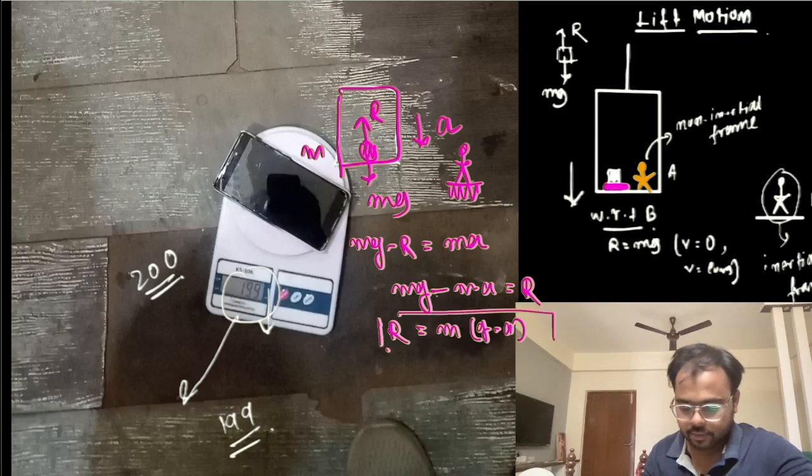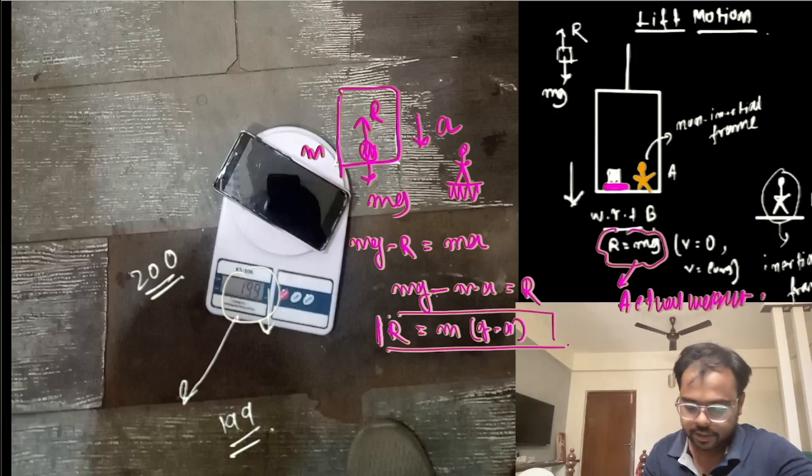So the weight now changes. Initially the actual weight was R equals mg. That is when the lift was at rest, I have already said, the actual weight.